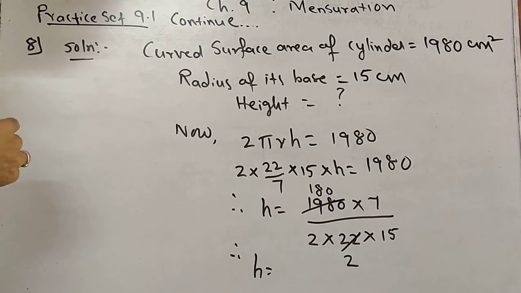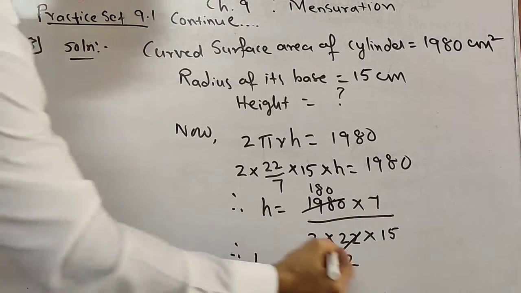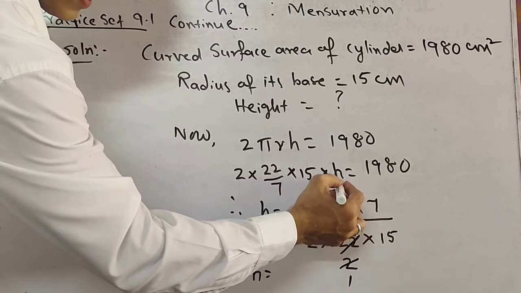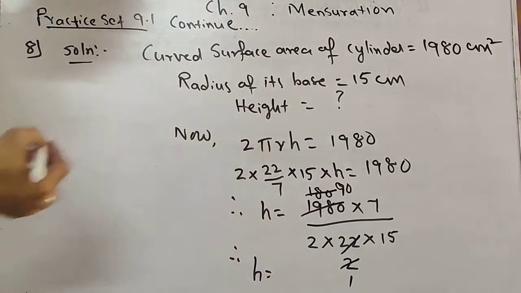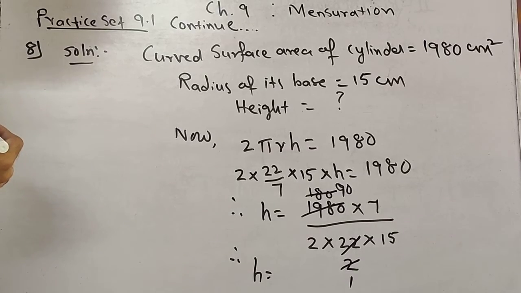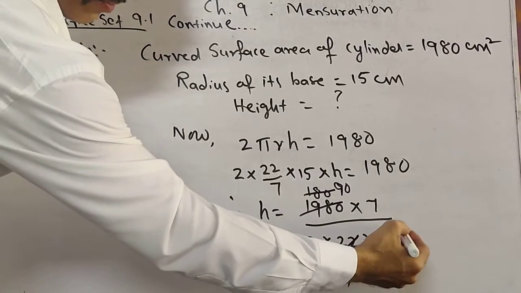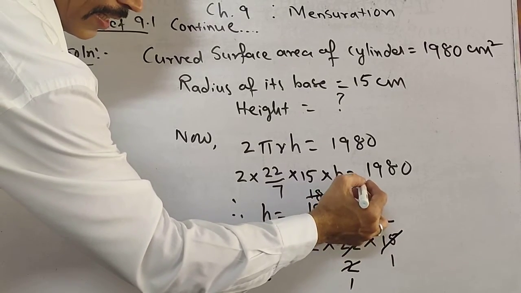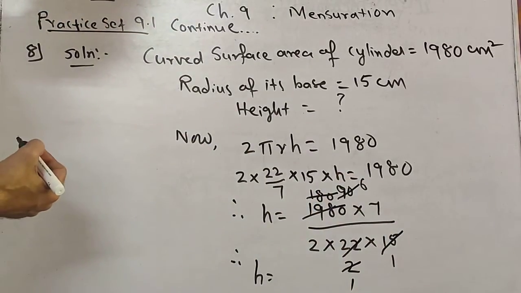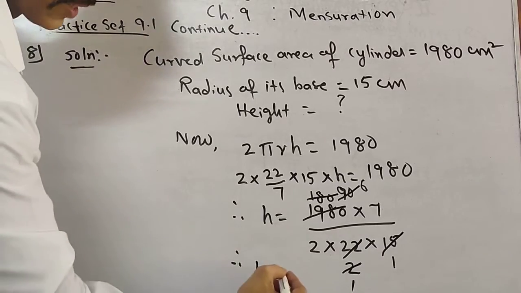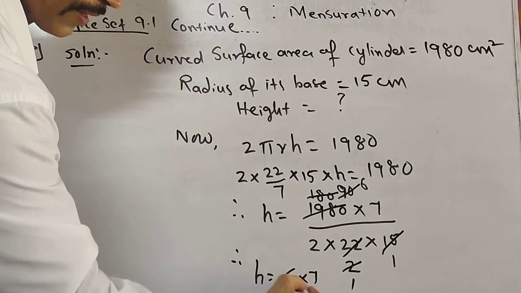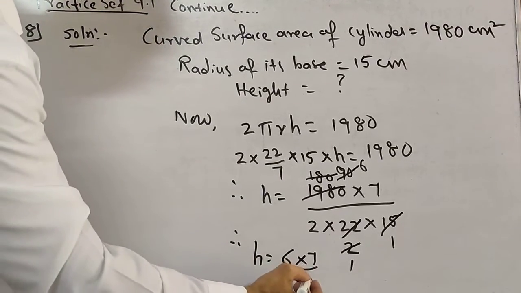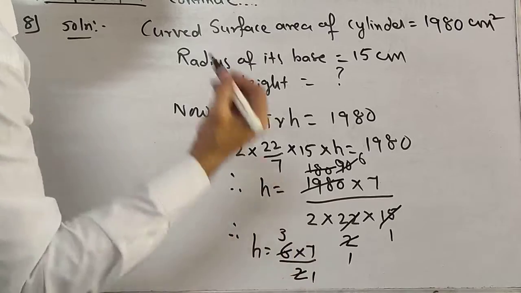Okay. Then 2 1s are 2. 2 9s are 18, that gives 90. 2 9s are 18. Okay, very easy. 15 1s are 15, you know the 15 table, 15 6s are 90. So h is equal to 6 into 7 upon 2. 2 1s are 2, 2 3s are 6.